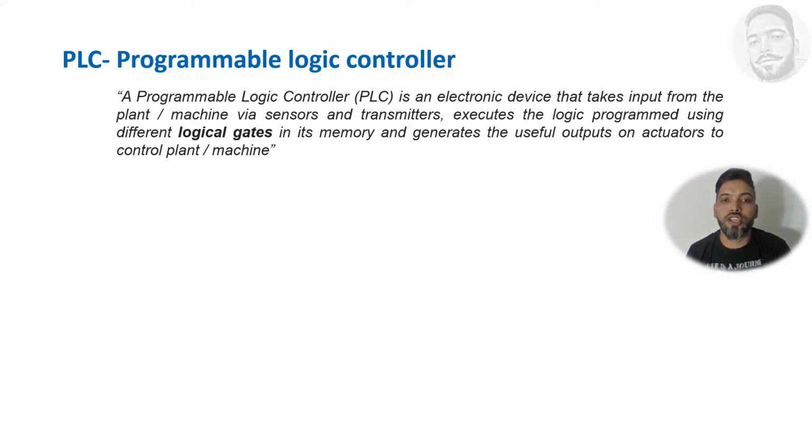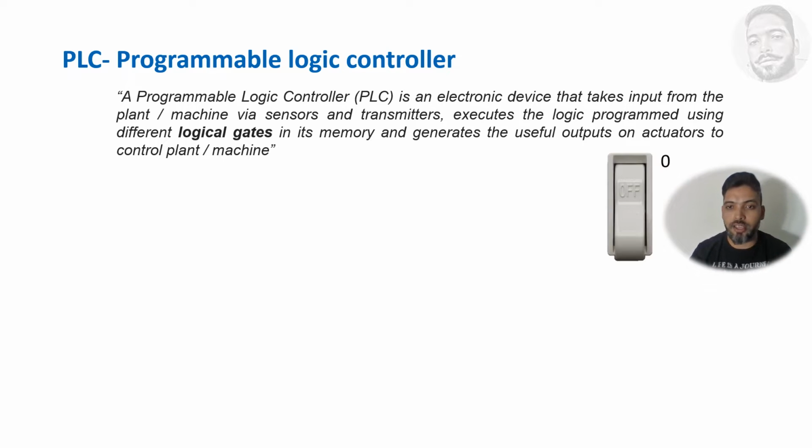A programmable logic controller is an electronic device that takes input from plant or machines via sensors and transmitters, executes the logic program using different logical gates in its memory, and generates the usual output on actuators to control the plant machines. So it will take input from different switches, devices, transmitters or sensors, put everything through logical gates, and then show you a result.